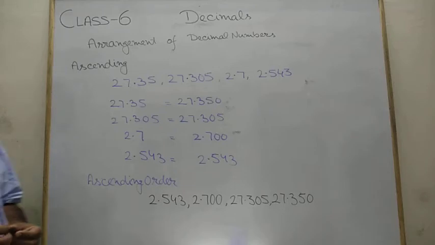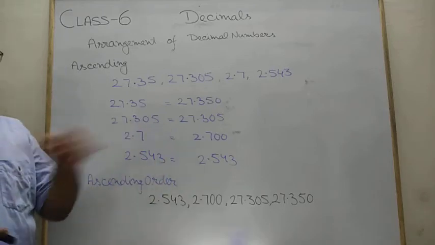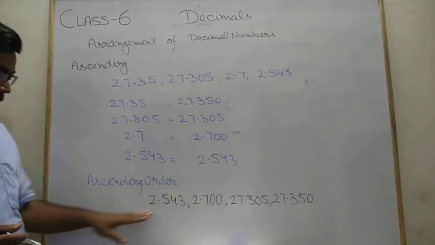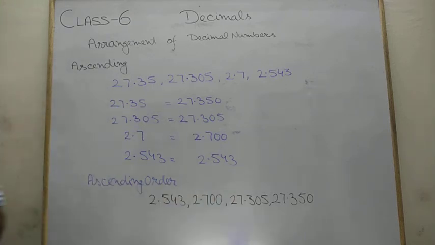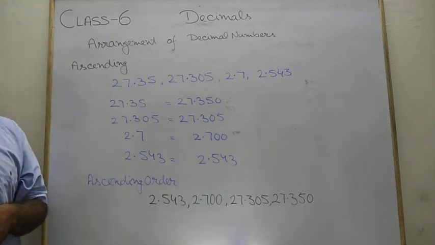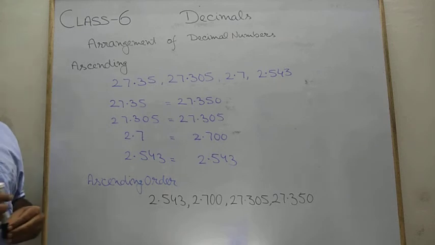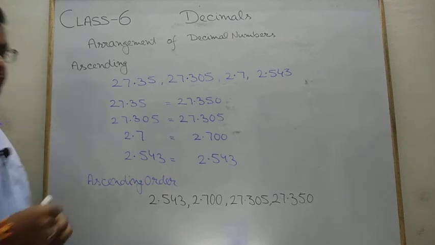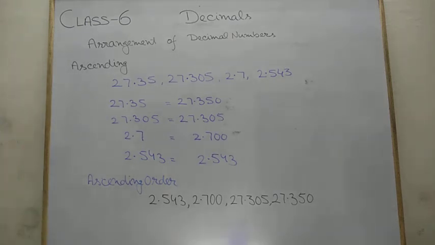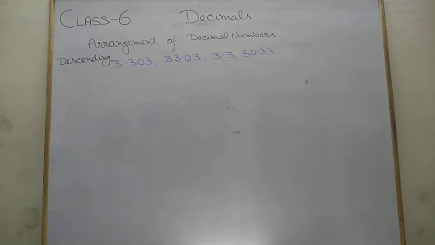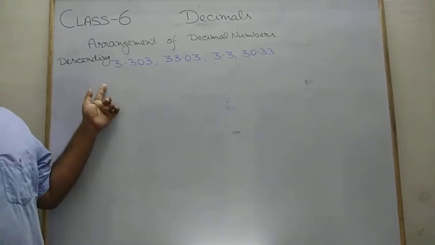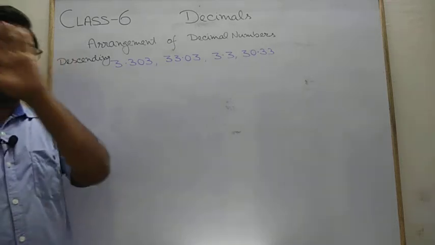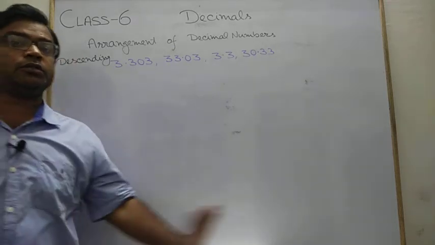Likewise, you can arrange them in ascending order, meaning every number is greater than the previous one. Clear? Now we discuss one more topic, that is descending order, and we close today's video. I must give you some task. Yes. Now we are going to arrange in descending order, meaning from the greatest number to the smallest number.